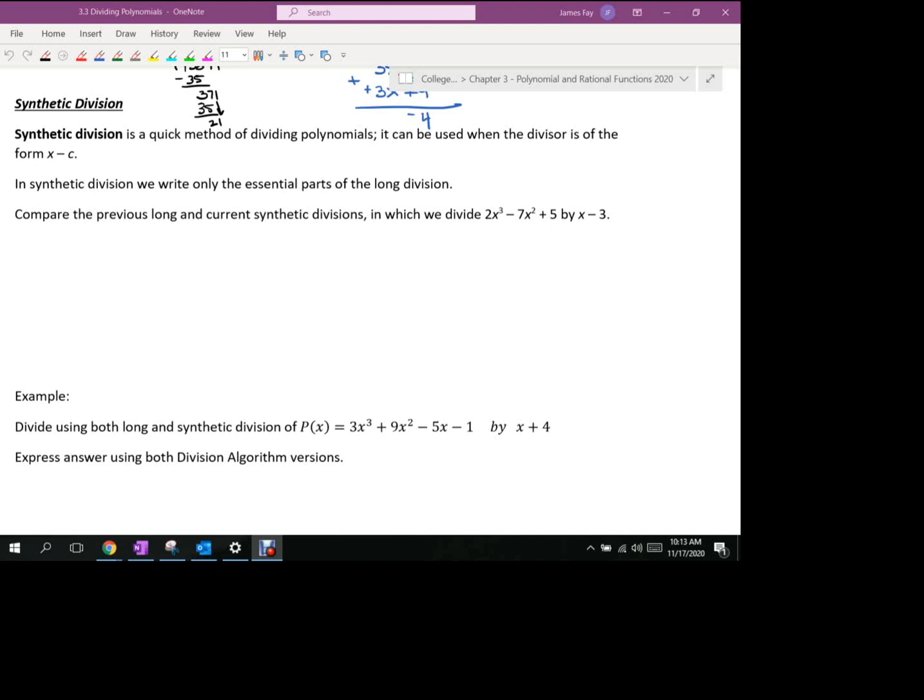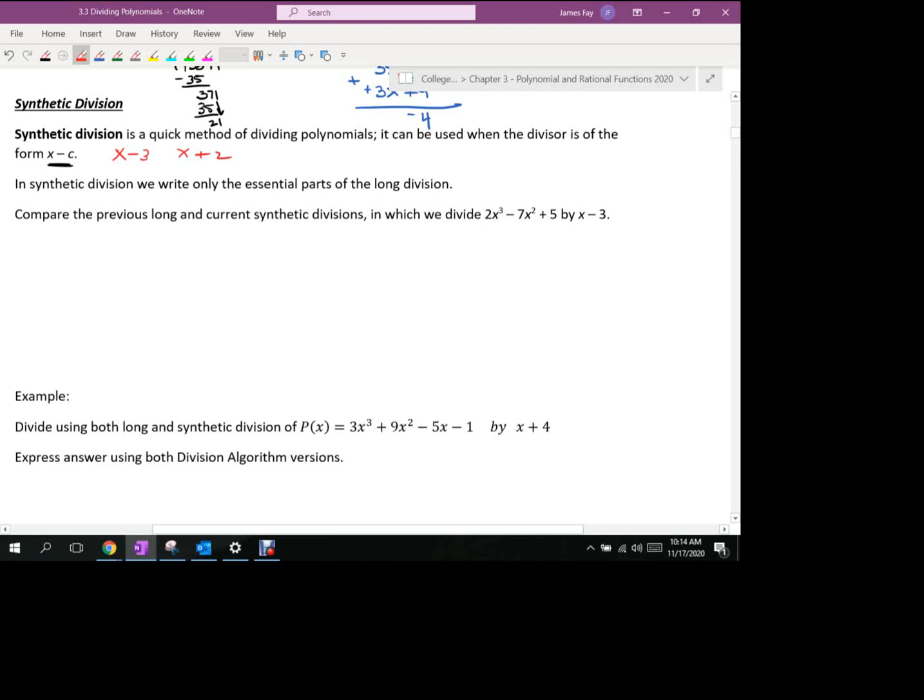Now, if I want to take any polynomial of any degree and divide it by something that is linear, then synthetic division will work in that situation. Does that make sense? So my hope is that I get you to understand where synthetic division works. It only works when the divisor is something like x minus c, okay? Meaning my divisor can be like x minus 3, it can be x plus 2, something like that, right?